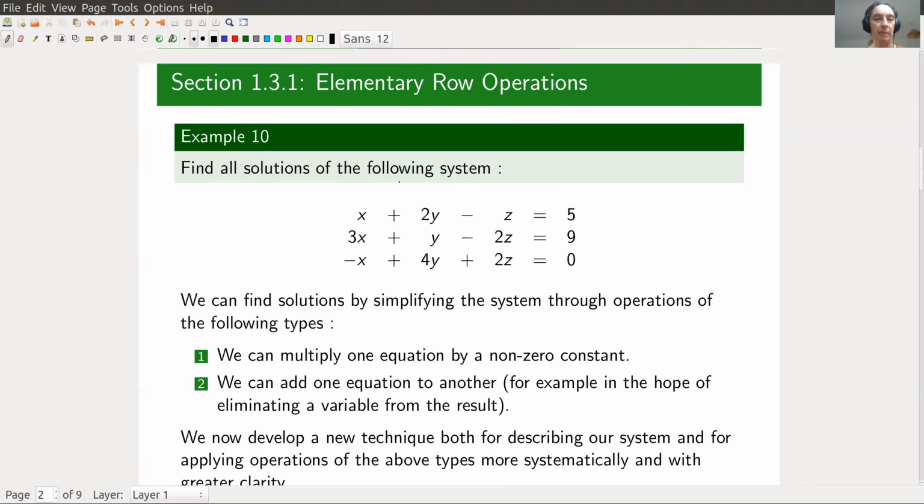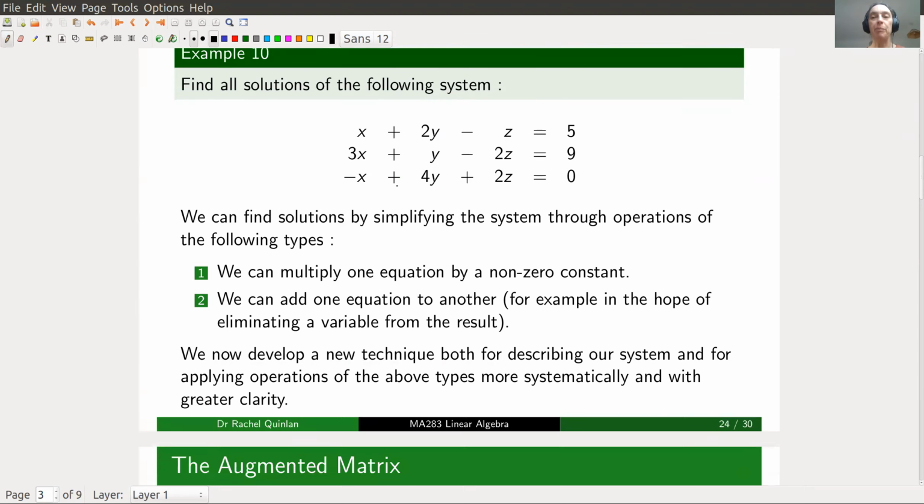Okay, here's an example. So here's a system of 3 equations and 3 variables. We want to find all solutions of this system. So we want to find all values that could be assigned to the variables x, y, and z so that all 3 equations would be satisfied. Okay, and again, I'm not saying that this couldn't be done by an ad hoc approach, but it is slightly more complicated at least than the last example.